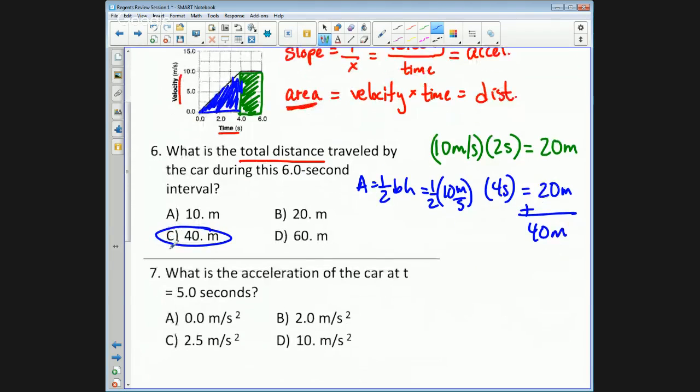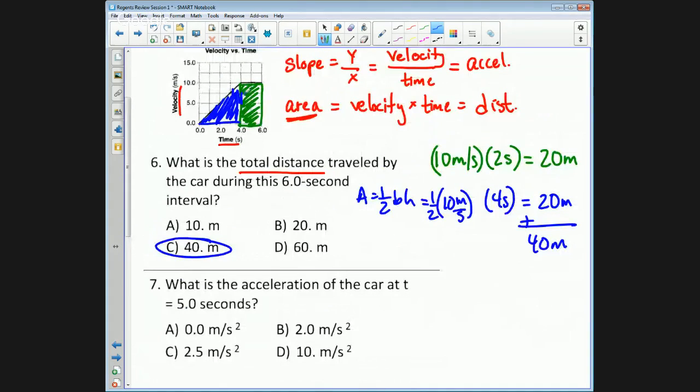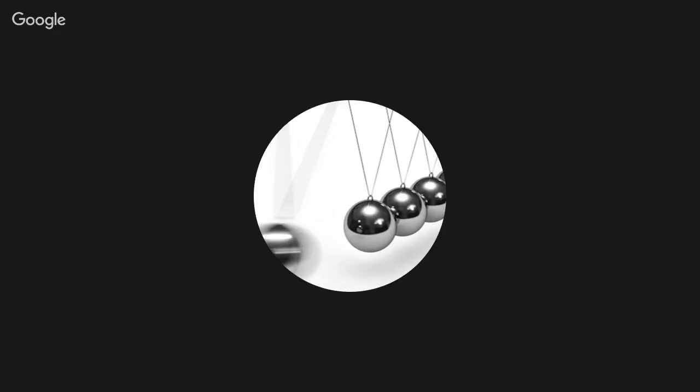For number 7, what is the acceleration of the car at t equals 5 seconds? So now they're asking for a specific point on the graph. At 5 seconds, this is 5 seconds right here. So they want to figure out the acceleration at this point on the graph when the velocity is 10 meters per second at 5 seconds. Well, now this is where we look at the slope. The acceleration up here is given by our slope. What's the slope at this point on the graph? Well, the slope is 0 because it's a completely horizontal line.